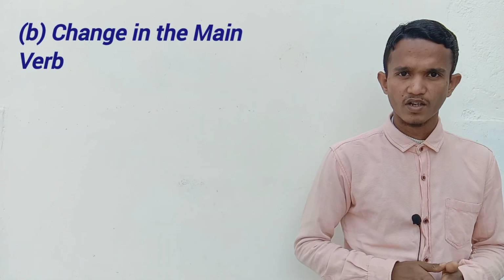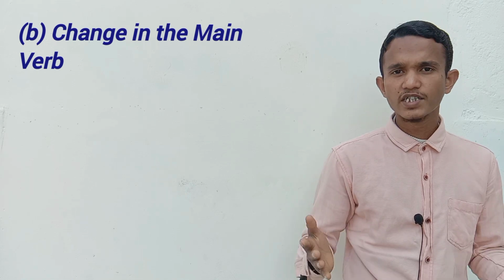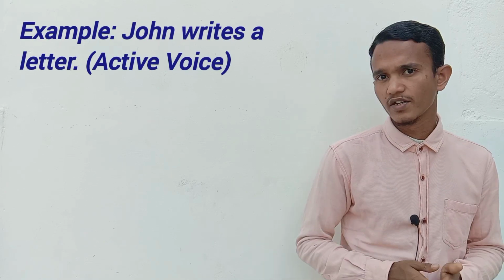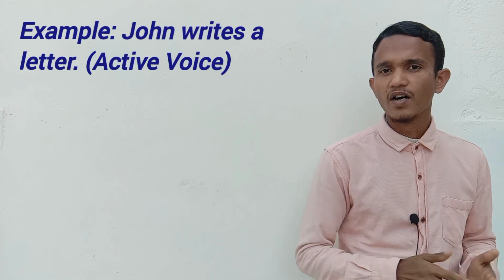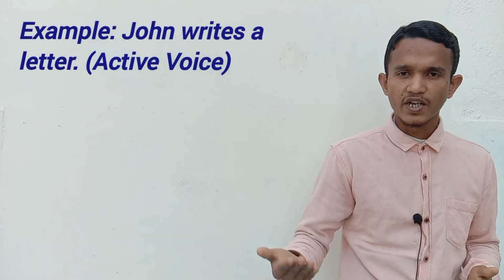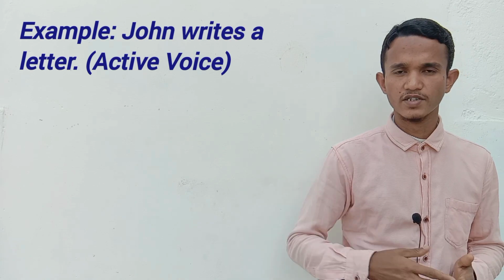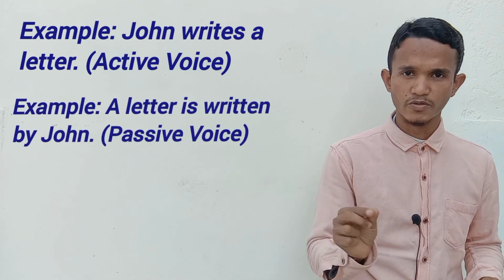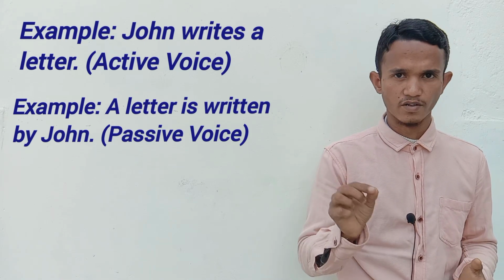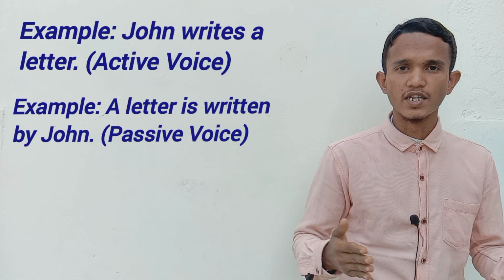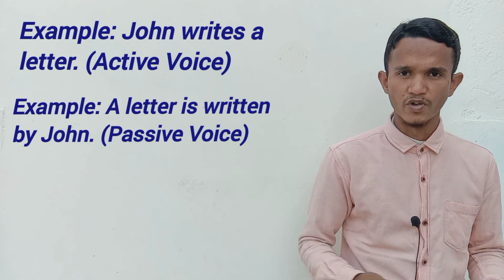Rule number 2, change in the main verb. Change in the main verb means that we have to use the third form of the main verb every time in every aspect of passive voice tense. For example, in active sentence we say John writes a letter. Writes is a first form of verb, but in the passive voice tense, when we convert this sentence into passive, we say a letter is written by John. Here we are using the third form of the verb, written, right? So this is the change in the main verb of passive voice.